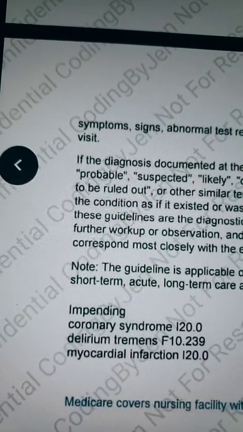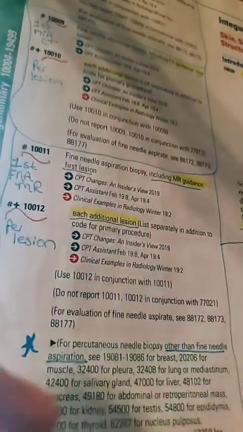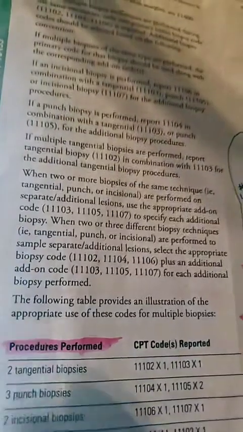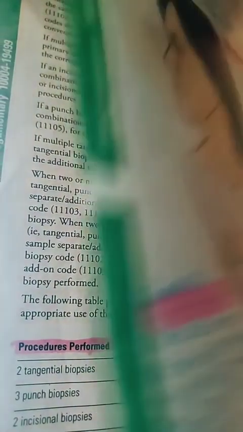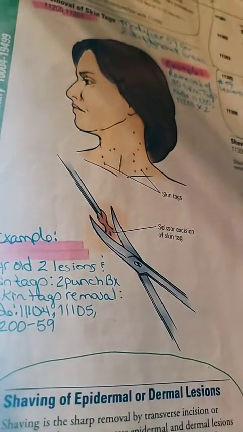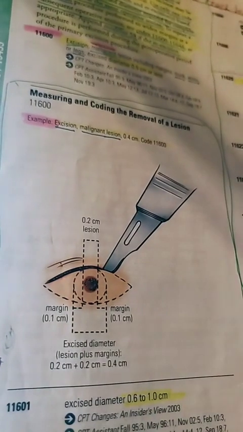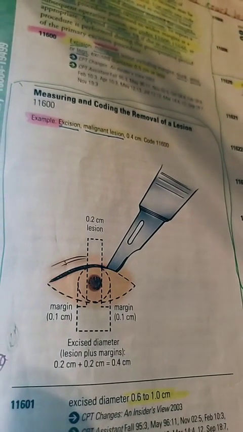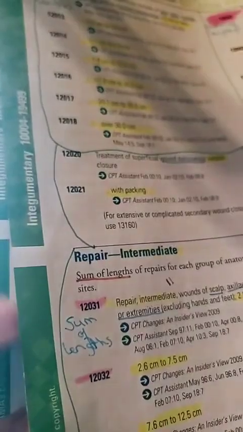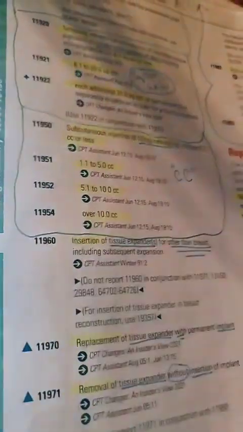All right, simple closure of... that's debridement, induction and removal, some skin tags, shavings, excisions. We don't need to do that. Removal of lesions. We don't need to do that. We're not doing debridement again. Intermediate repair. Simple repair of the neck.